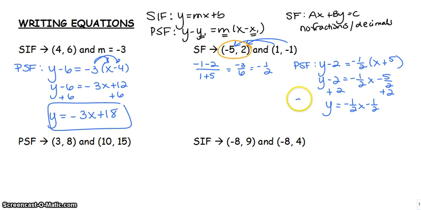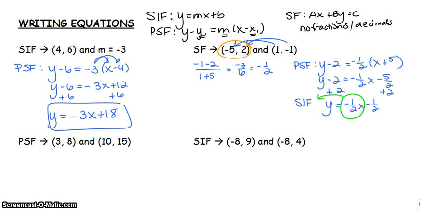Now we've changed our equation from point-slope form to slope-intercept form. Now we need to change it from slope-intercept form to standard form. We've got to make that x in the right spot, so we've got to move that x so that it comes first.